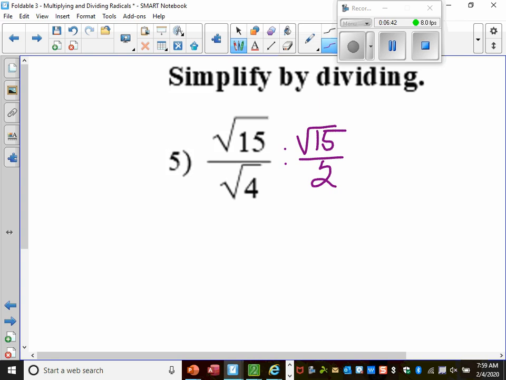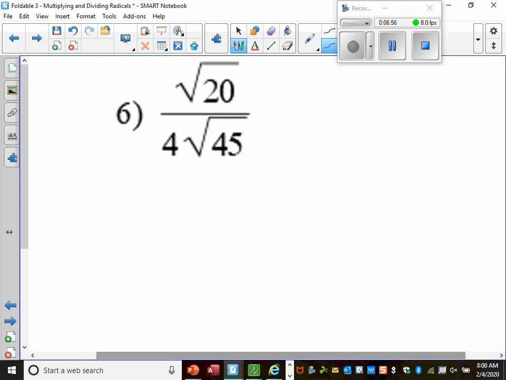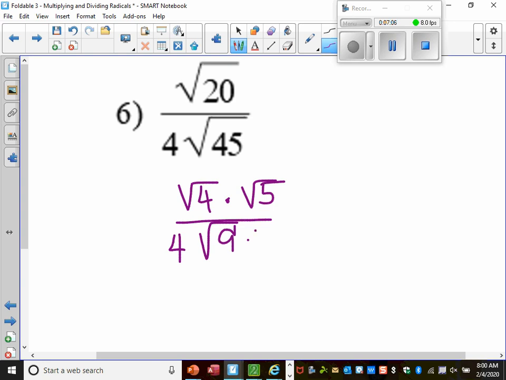All right, let's take a look at number 6. Now, in number 6, you can reduce the 20 and the 45. So let's go ahead and simplify the 20. So I'm going to break that down to 4 times 5 at the top. And then I'm going to take the 45 and make it 9 times 5.